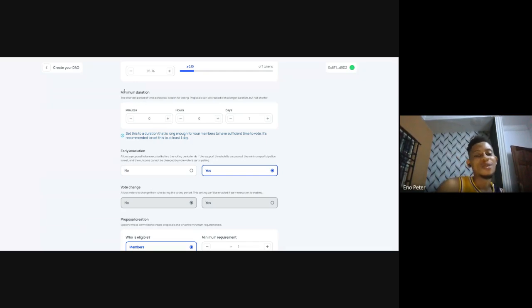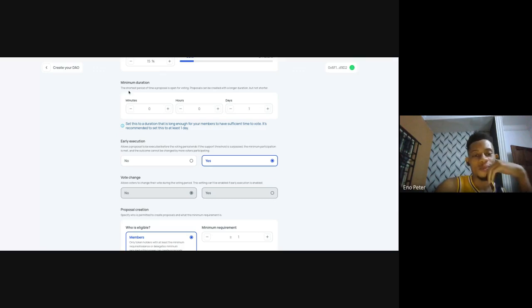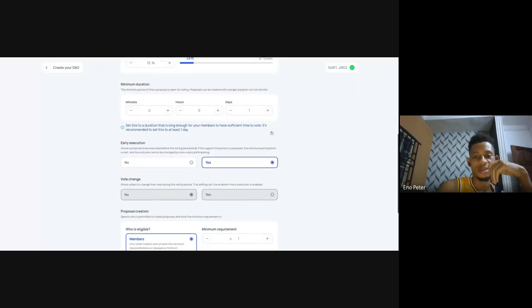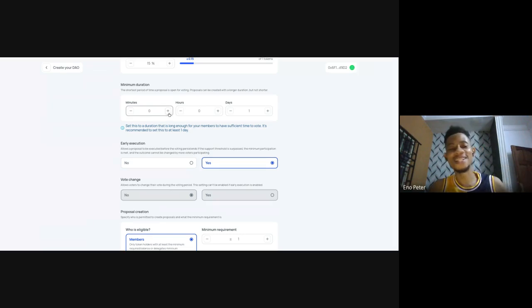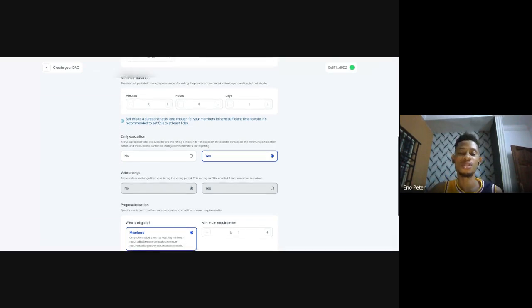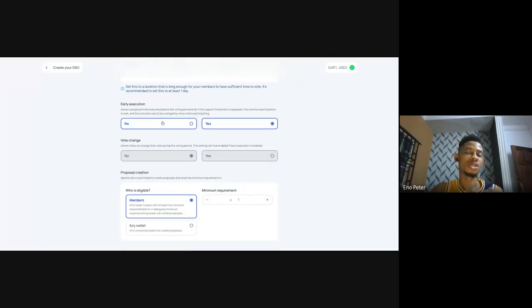Let's continue. Minimum duration: the shortest period of time the proposal can be open for. So shortest period of time, 1 day. You cannot put a 15-minute poll and get away with it, because everybody will see it. That's the whole point. If somebody sees it and it's clearly not something they're interested in, they just will not buy the token. They will not be part of your chain.